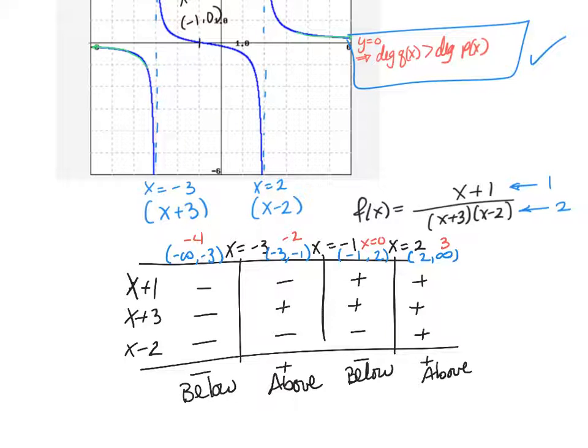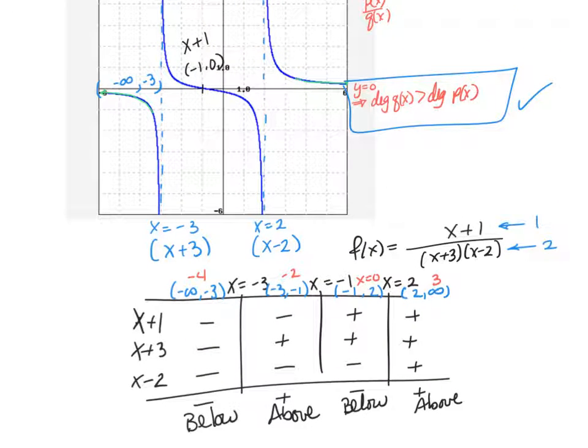So now let's see whether or not that's true. In the interval between negative infinity and negative 3, was I below the x-axis? In the next interval between negative 3 and negative 1, was I above the x-axis? In the interval between negative 1 and 2, was I below the x-axis? My last one, between 2 and infinity, was I above the x-axis? So then this truly is my function that I have.